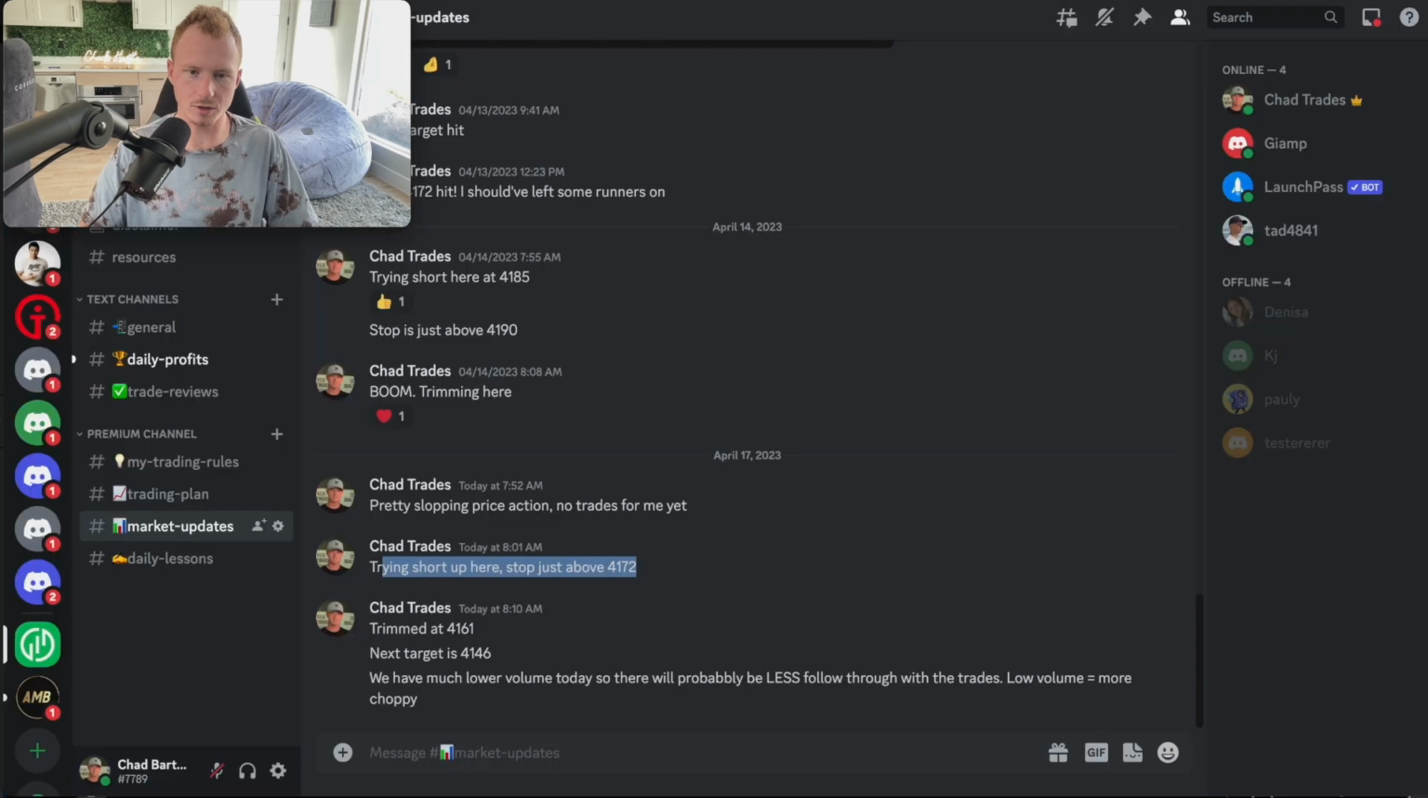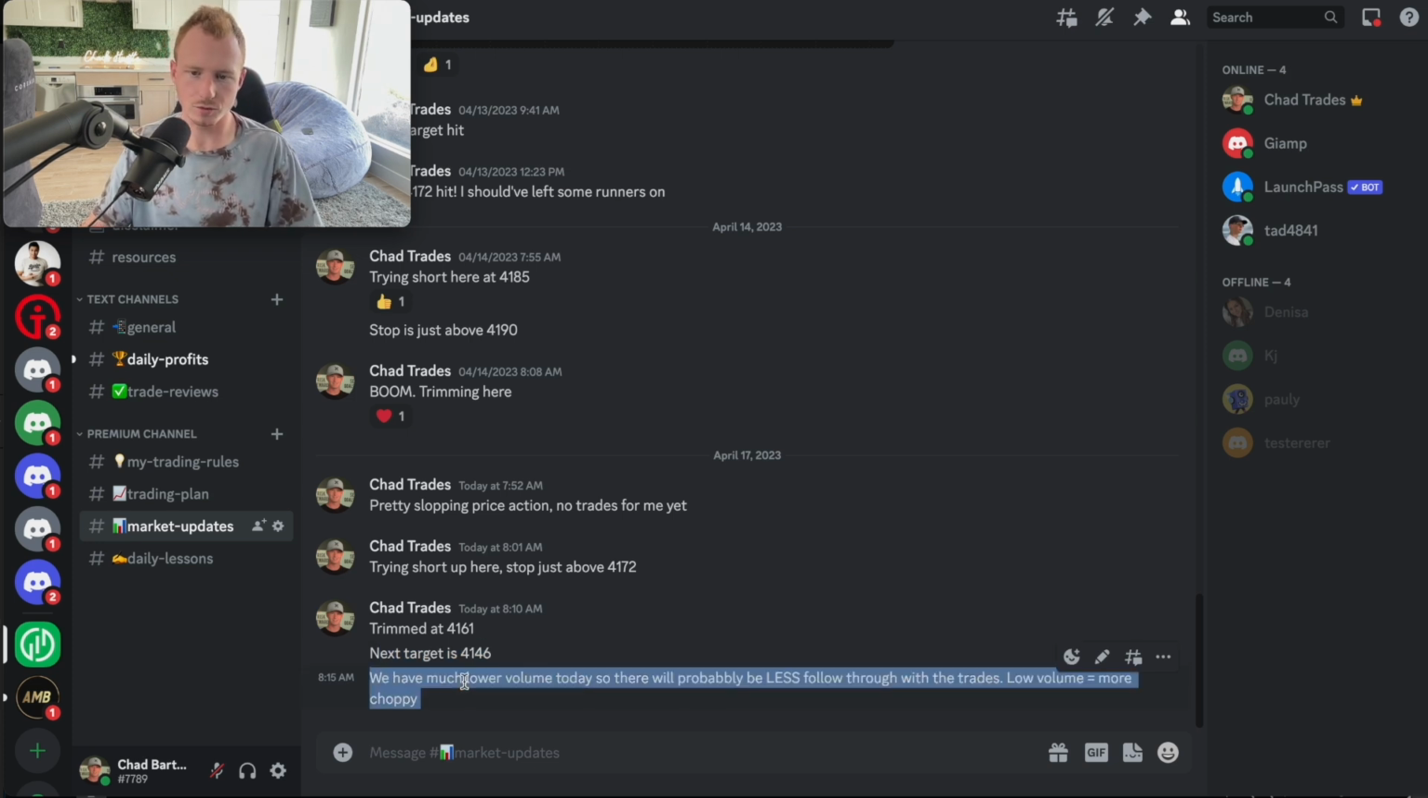So as we can see, if we go back into my Discord, basically 10 minutes later, I said trimmed at 4161. Next target is 4146. And I said we have much lower volume today, so there'll probably be less follow through with the trades. Low volume equals more choppy.